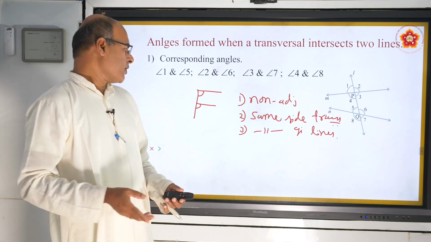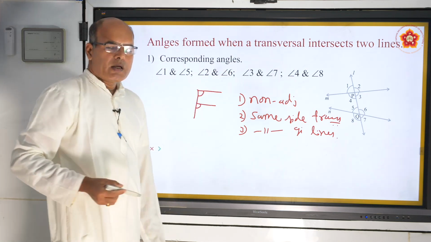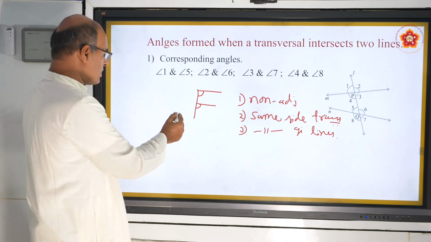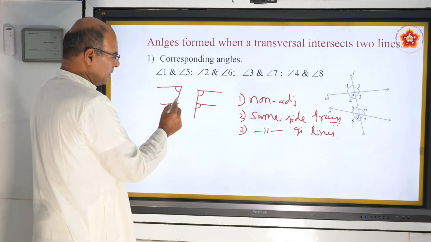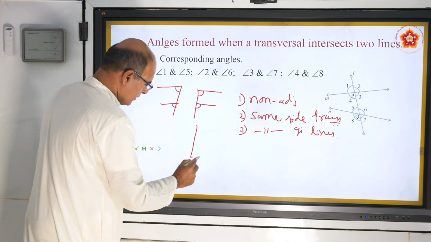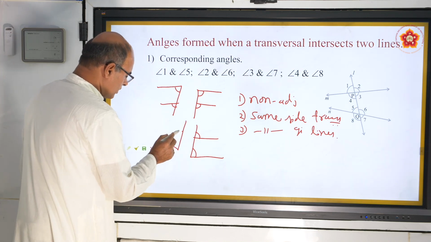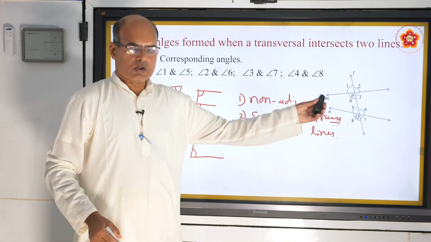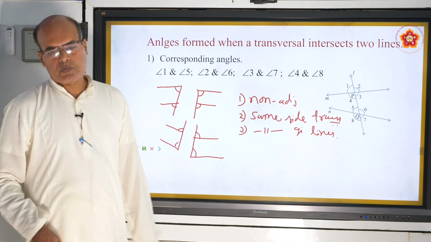To remember, we can remember the letter F. We can call it F-shape angles. F-shape means not only this type. So these angles are one pair, this is another pair, this is another pair, and this is another pair. So whenever a transversal cuts two straight lines, we have four pairs of corresponding angles.